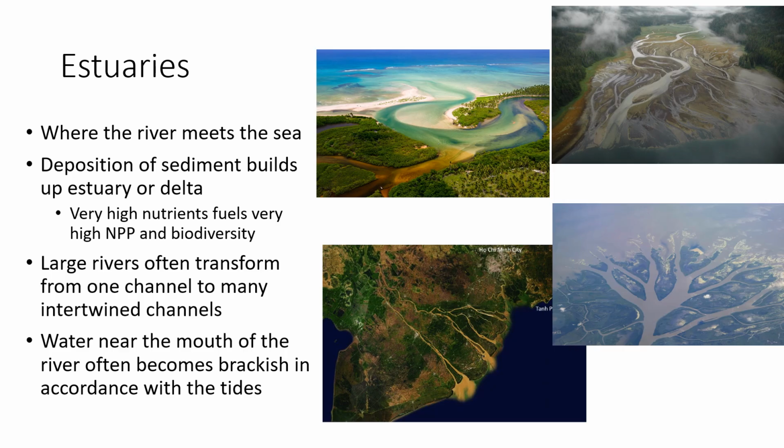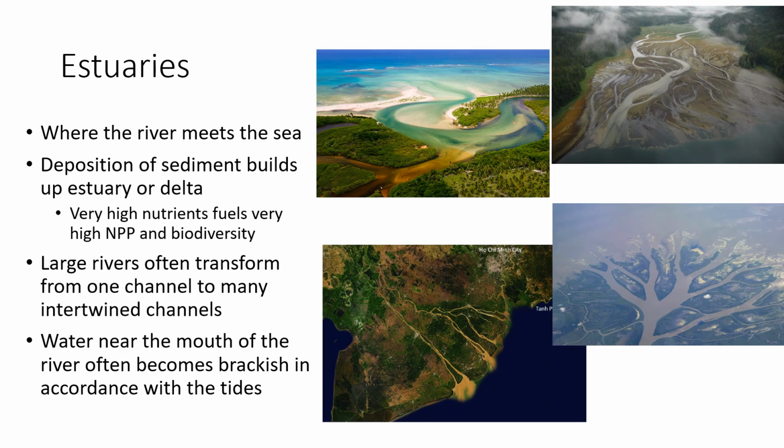Large rivers often move from one channel into a braided stream or intertwined channels like we see in the top right, or many separate channels like we see in the far right. And the water at the mouth of the river often becomes brackish in accordance with the tides.